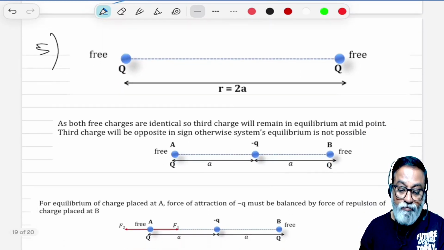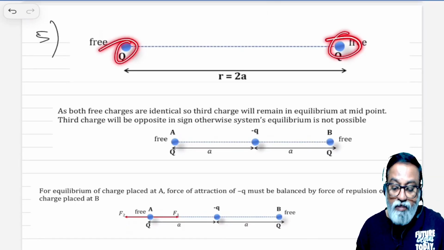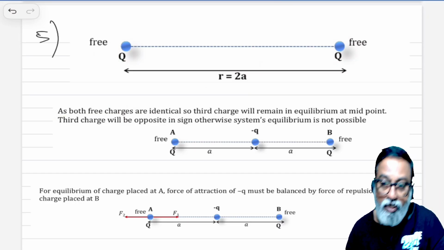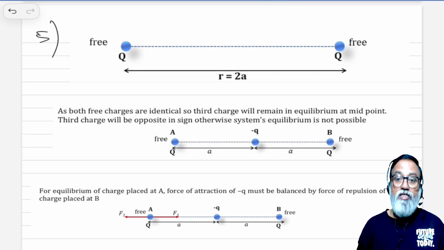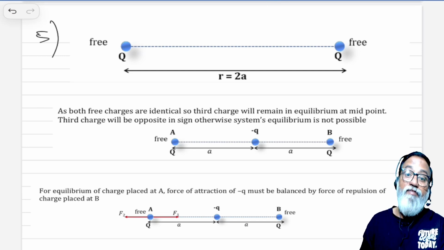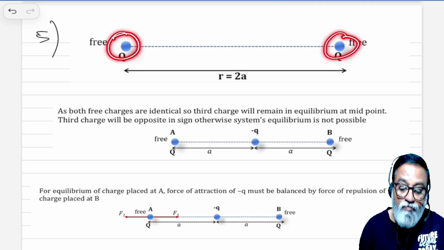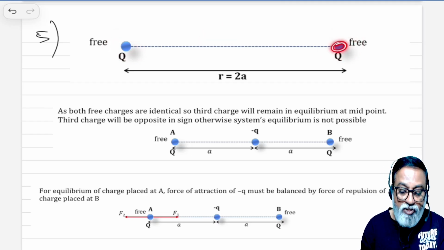See here, these are free charges and separated by a distance 2a. As both free charges are identical, we have to place a third charge. But here these are free charges, which means these two are not fixed. Both should be in equilibrium. This charge should also be in equilibrium, this one also in equilibrium. If you place a third charge, that one also should be in equilibrium. See, these are like charges.